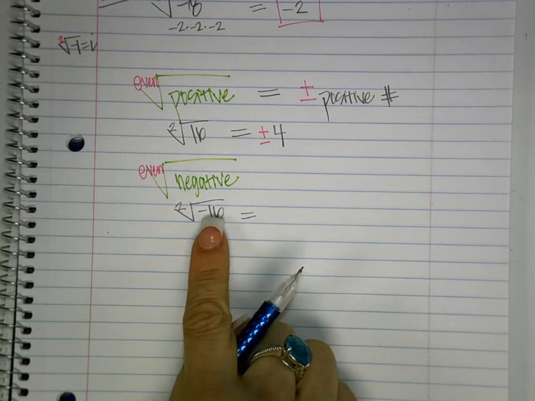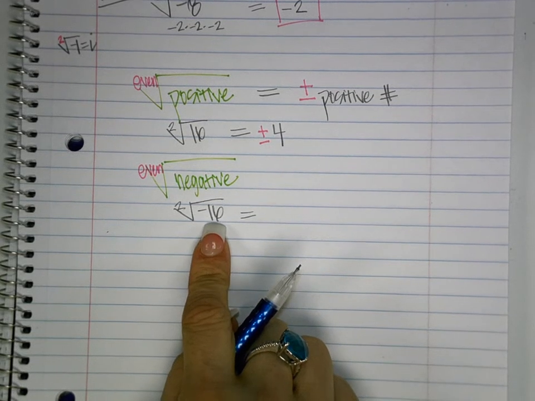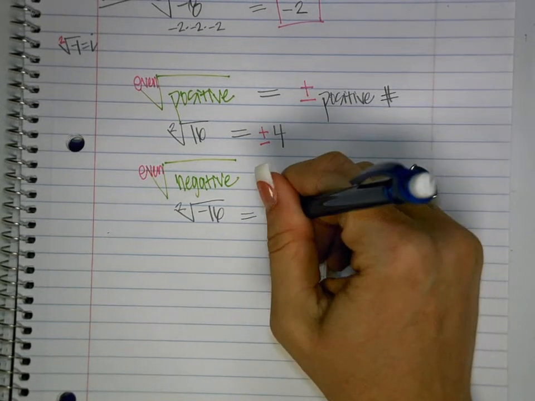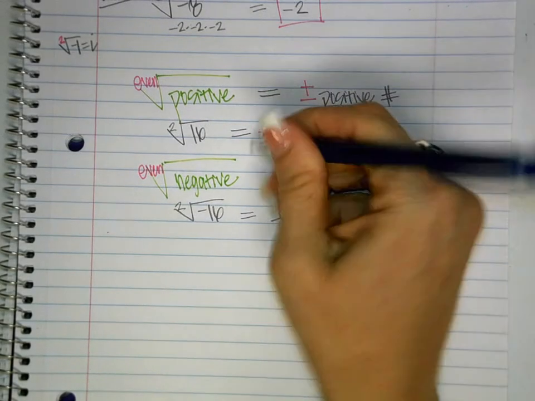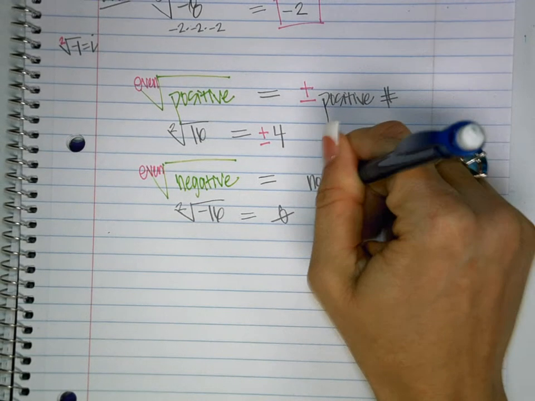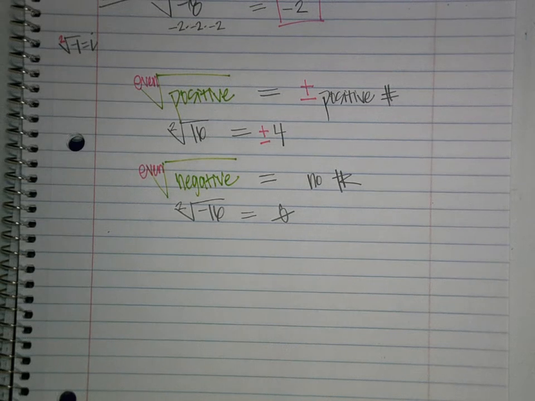So is it possible to have a real number? We're talking about real numbers now. Is there any real number that breaks down twice to give you a negative? No. So your answer here is no solution. So what you actually write here is no real numbers. You do know that it could be an imaginary number, but no real numbers.